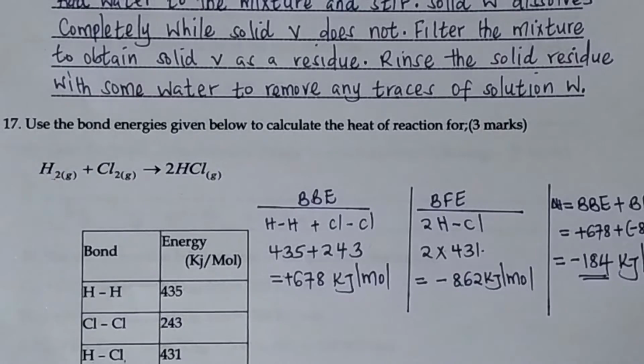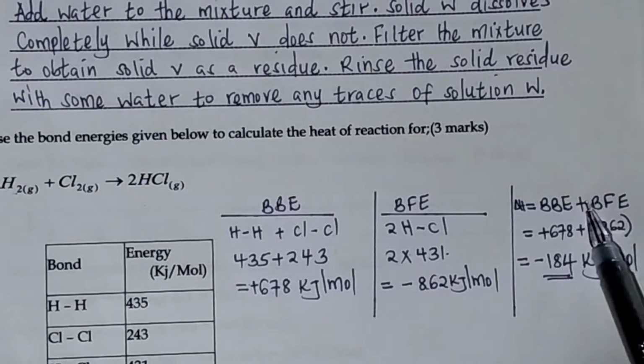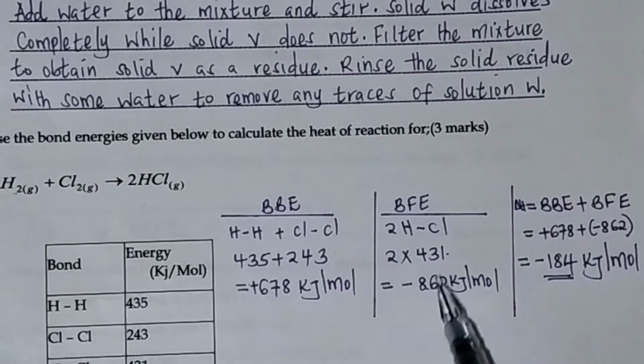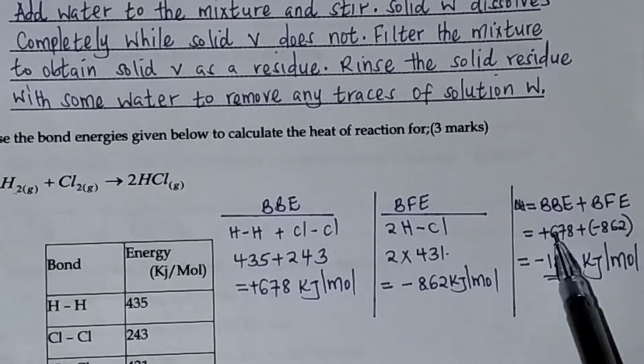So if we want to get the heat of reaction, the formula is bond breaking energy plus bond formation energy. So we are going to have plus 678 plus, in bracket, bond formation side, negative 862. Putting this in the calculator, we are going to get negative 184 kilojoules per mole. That will be the heat of reaction.